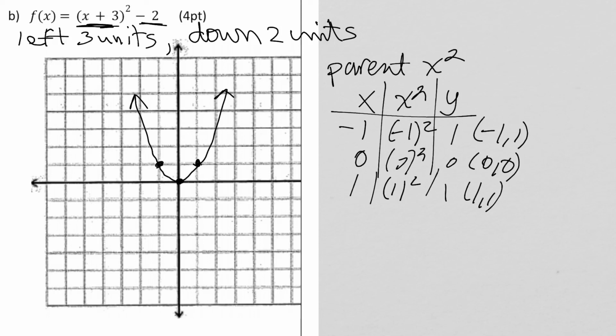All right, now let's do our transformation. I'll choose green. We want to go left 3 units, and then down 2. So here is where the vertex lands. Left 3, down 2. Okay. There is my transform graph in green.